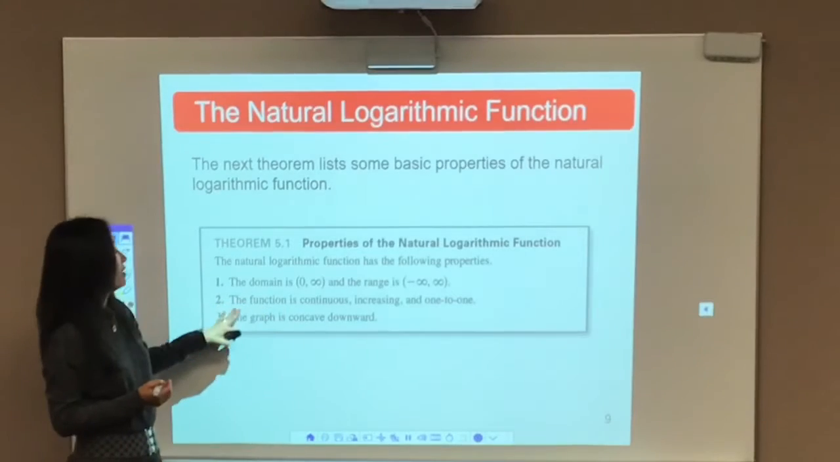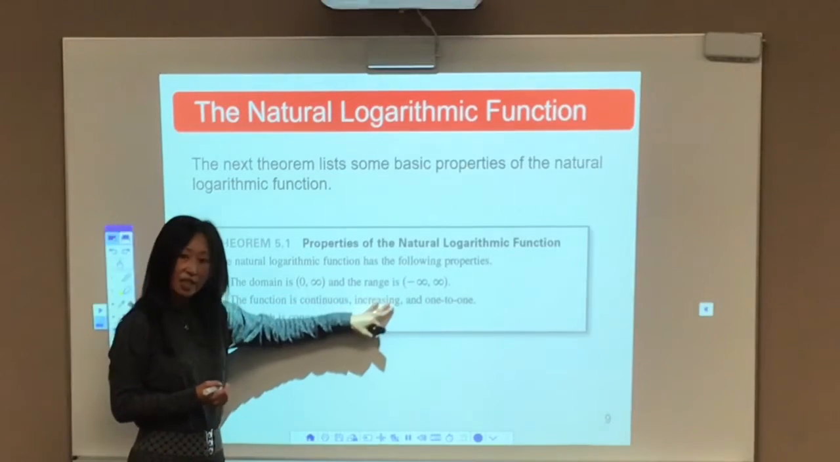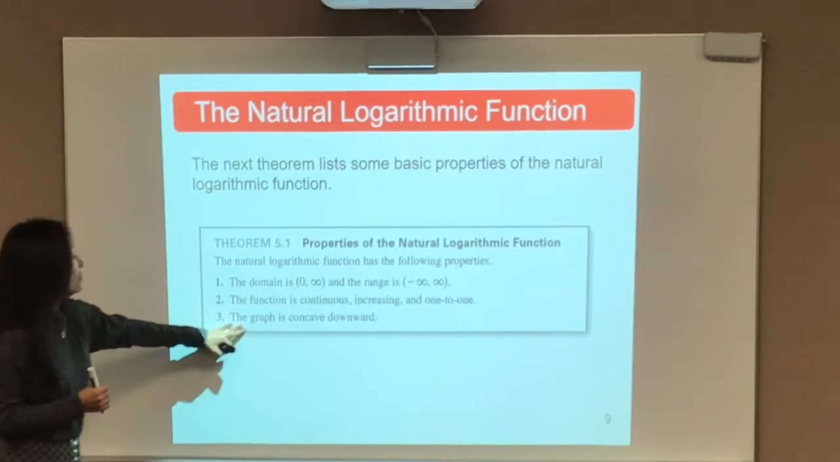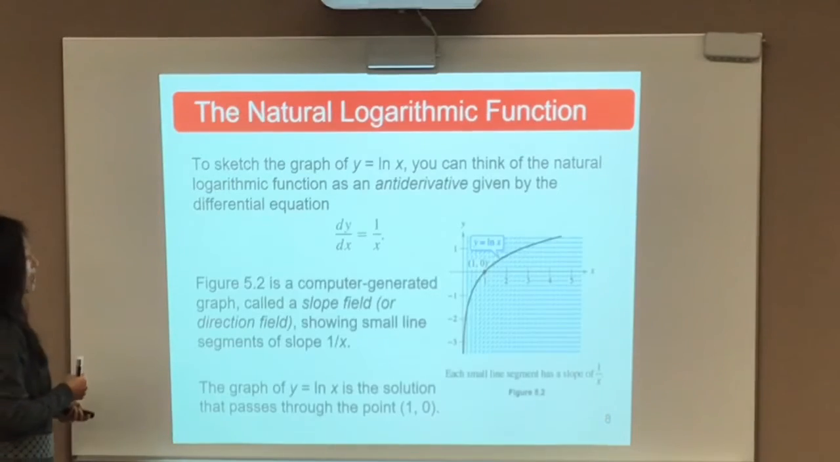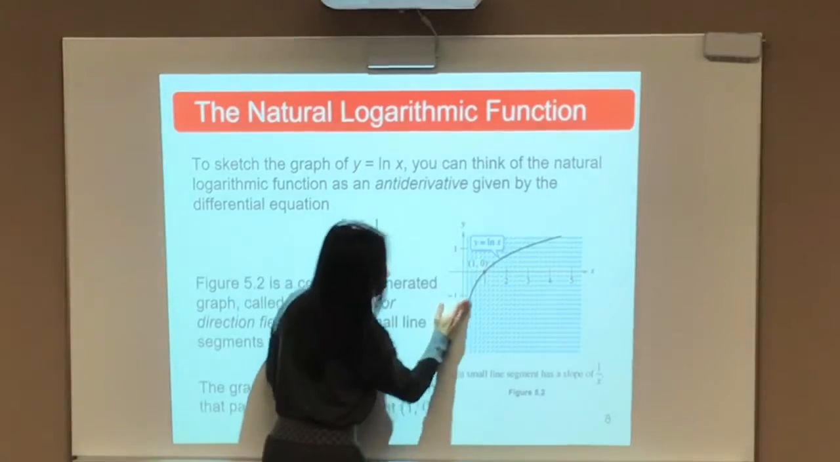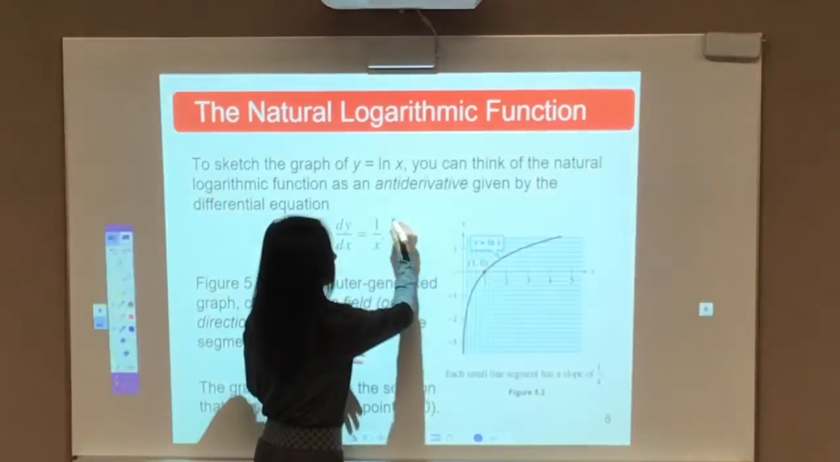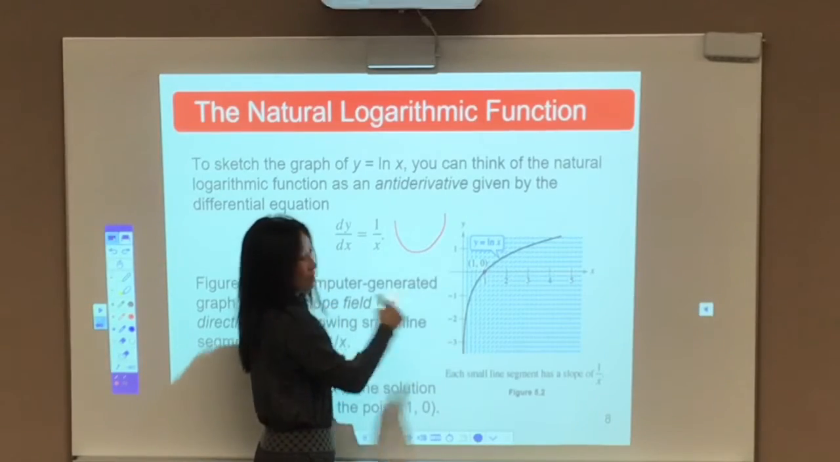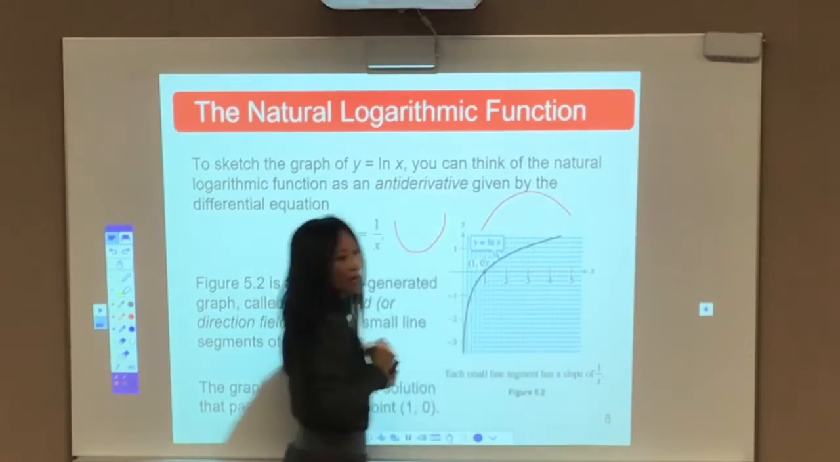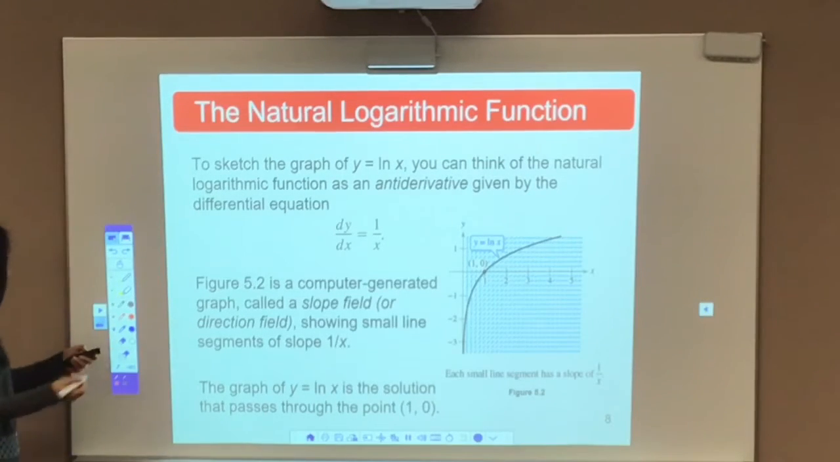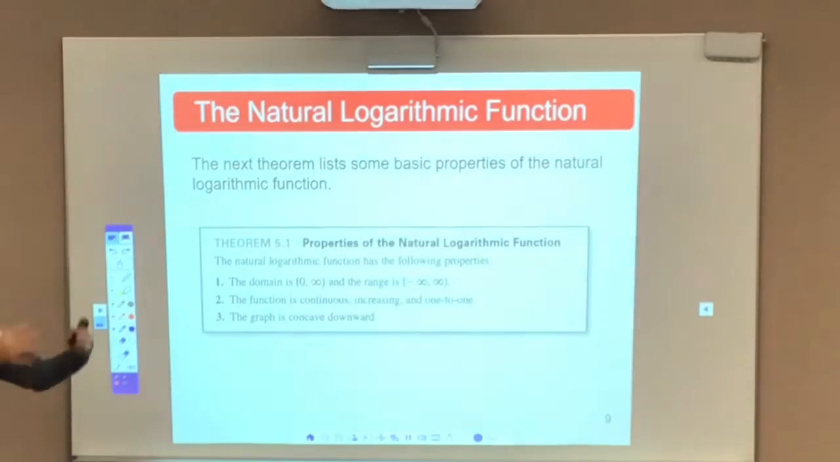So that's why it says the function is continuous and it's increasing, and this is a one-to-one function. The graph is concave downward. Let's look at that. Does everybody see it? It's concave down, right? What does concave up mean? Like this. So this is definitely concave down.